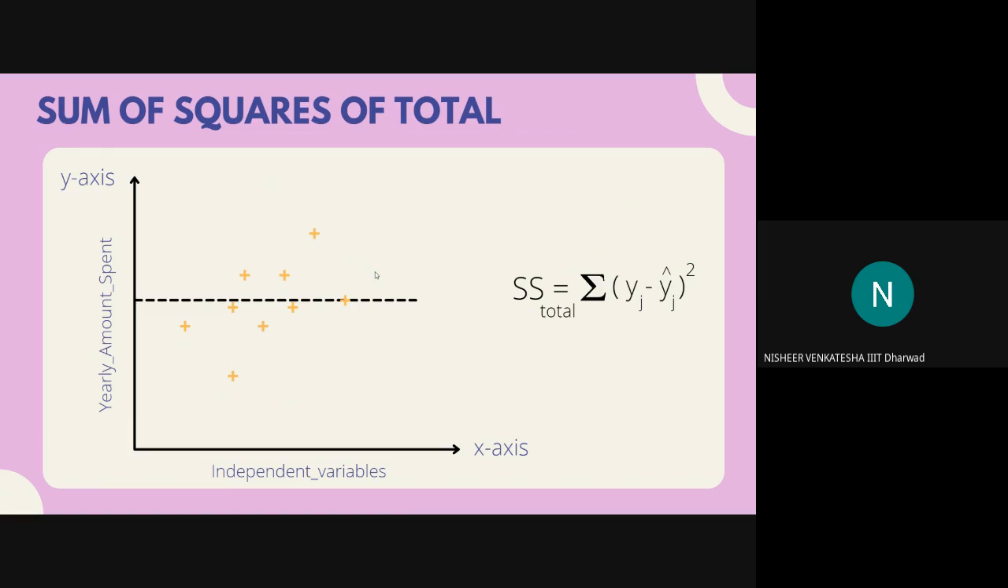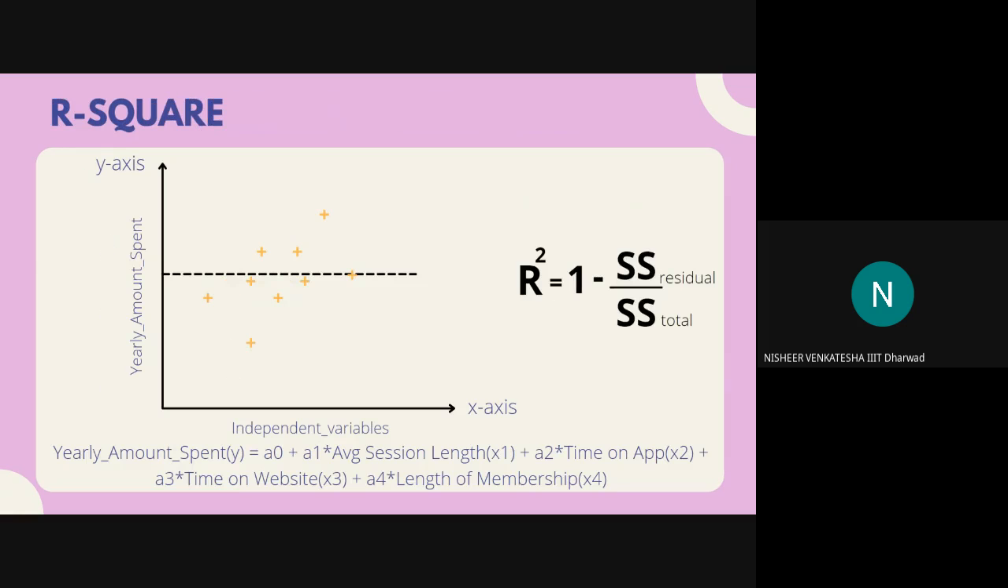So why do we use these two, SS residual and SS total? We define a method called R square to find the relationship between SS residual and SS total. As we find the minimum value of SS residual, the SS residual by SS total becomes a minimum value, and in turn the whole equation, that is the R square equation, becomes closer to 1.